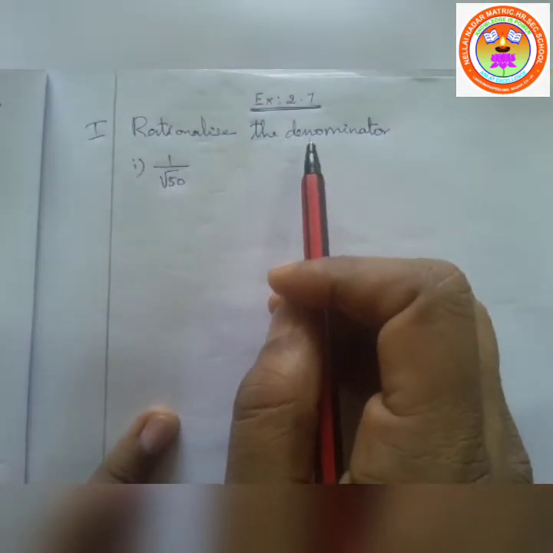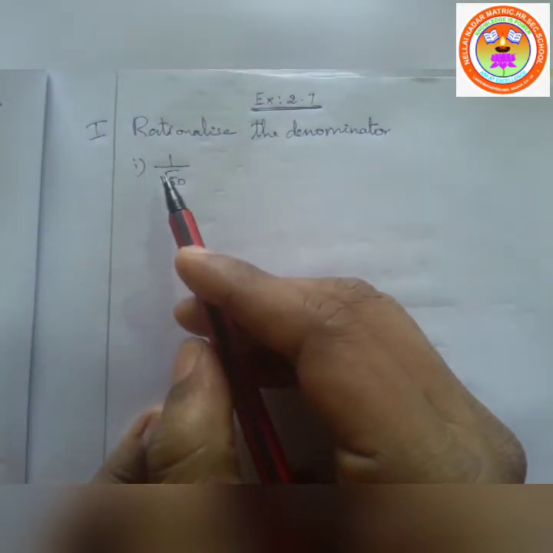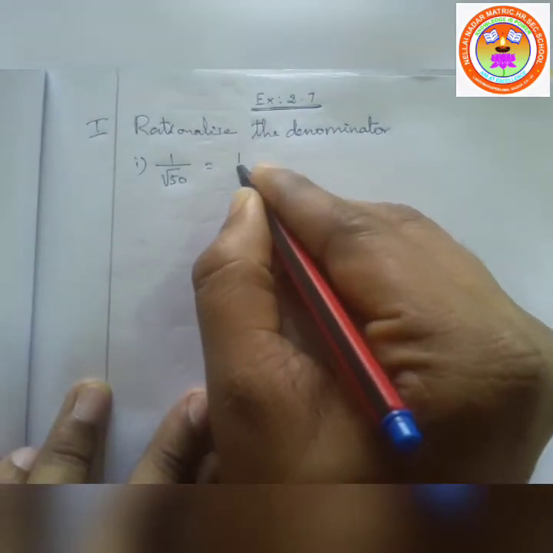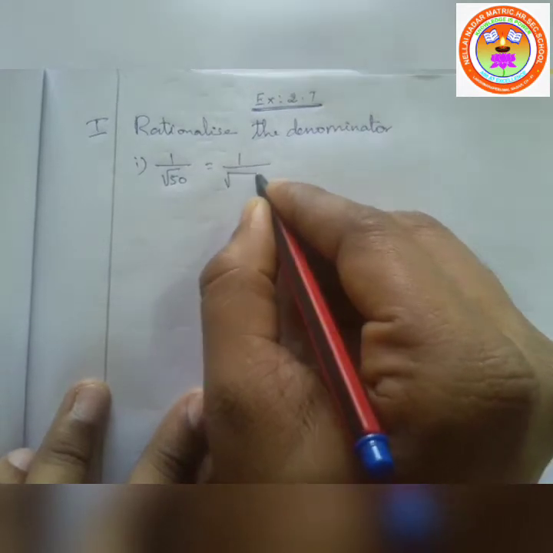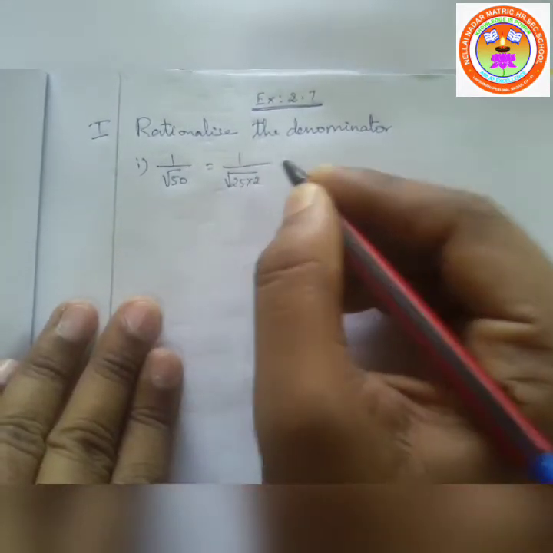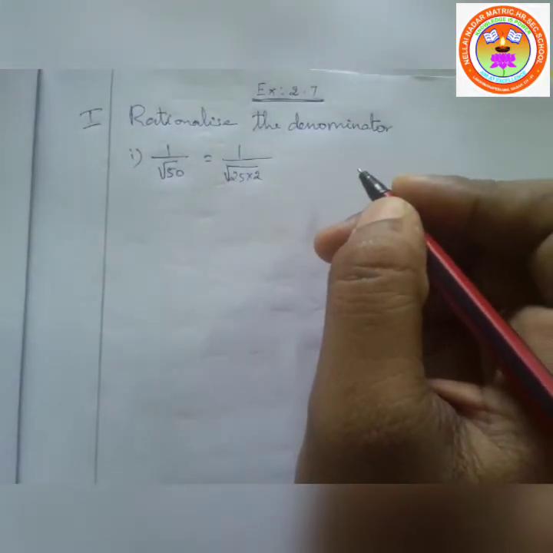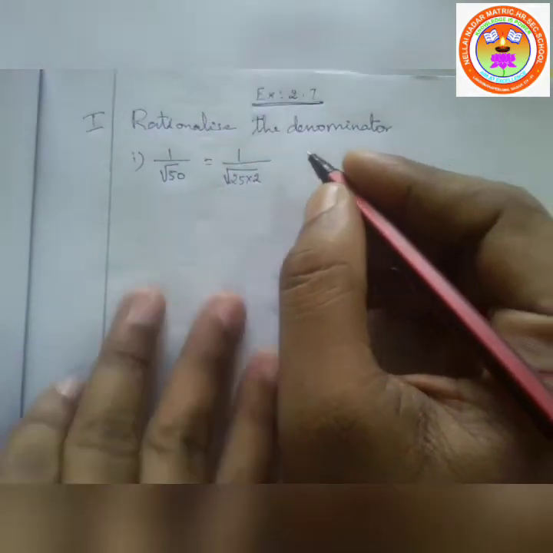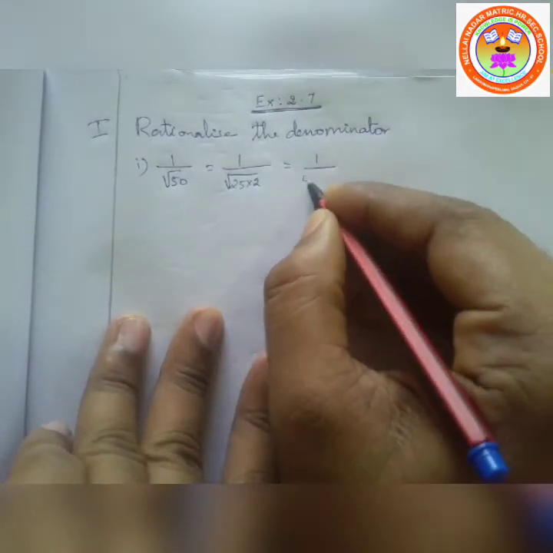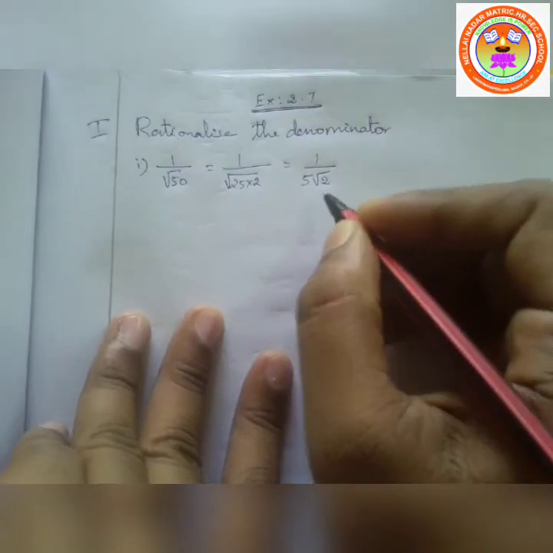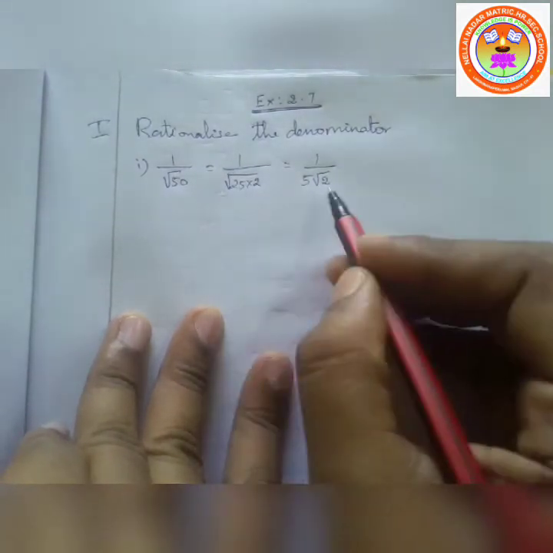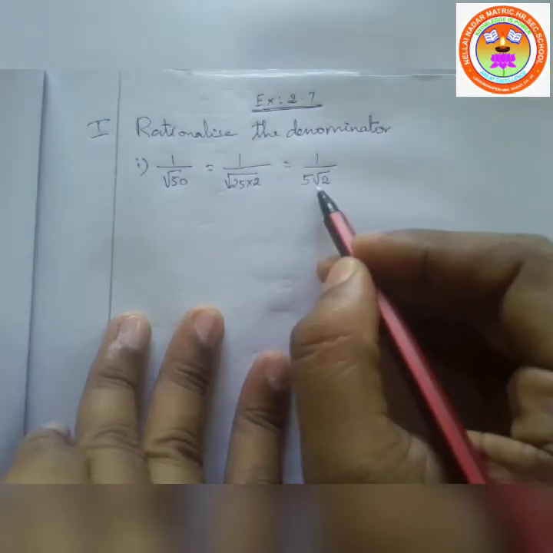Rationalize the denominator. First subdivision is 1 by root 50. This root 50 we can write as root 25 into 2. The root 25 we can write as 5, so 1 by 5 root 2. Are you able to understand? Because 5 squared is 25, so we have to take this 5 outside. So 5 root 2. Here the odd one is root 2.